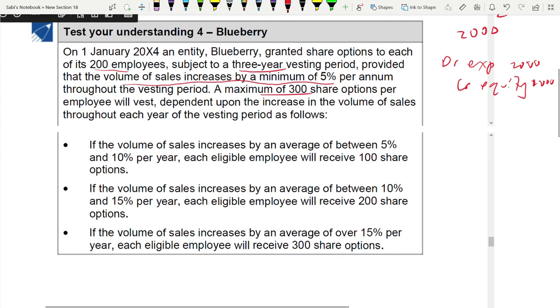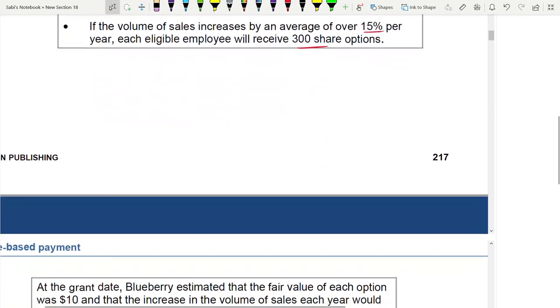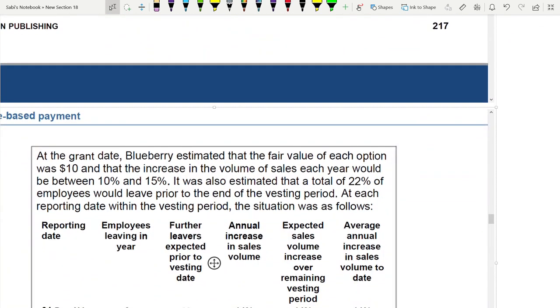Now we'll see if the sales volume increases between 5 to 10 percent on average, 100 share options. If between 10 to 15, 200 share options. If over 15, 300 share options. You have been given a table here, and the fair value at the grant date is 10.